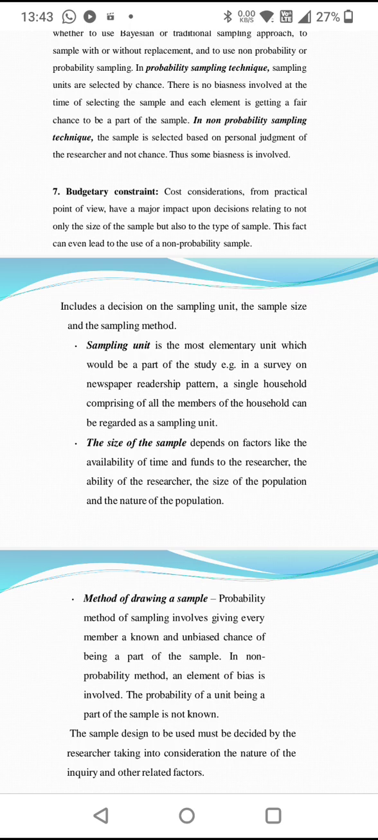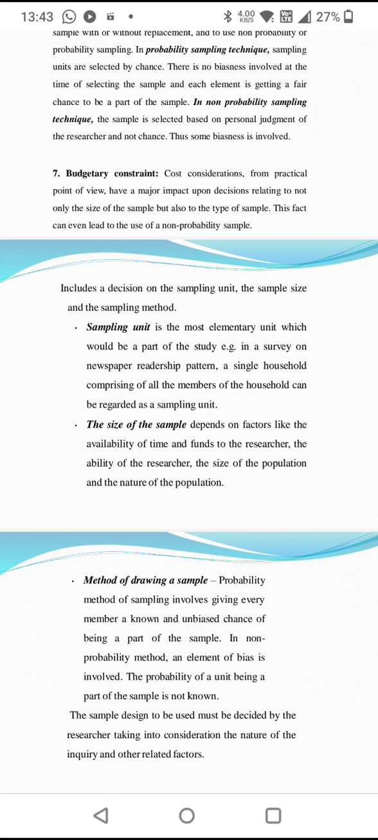The size of the sample depends on factors like the availability of time and funds to the researcher, the ability of the researcher, the size of the population, and the nature of the population.